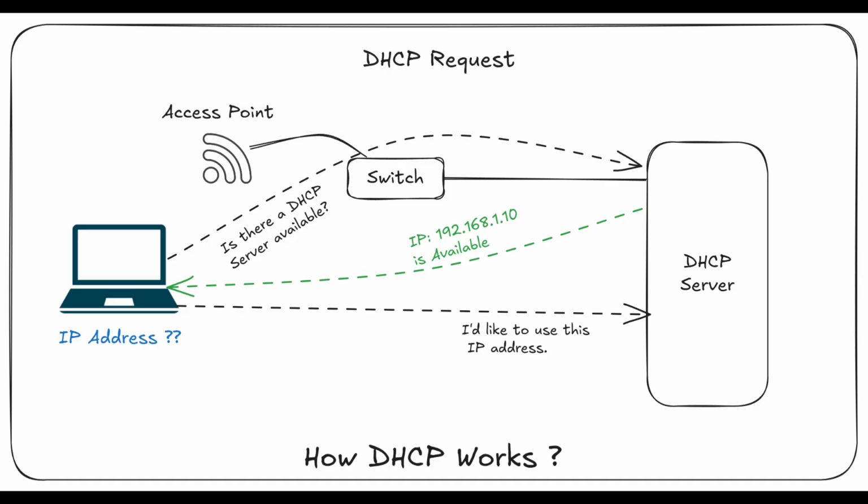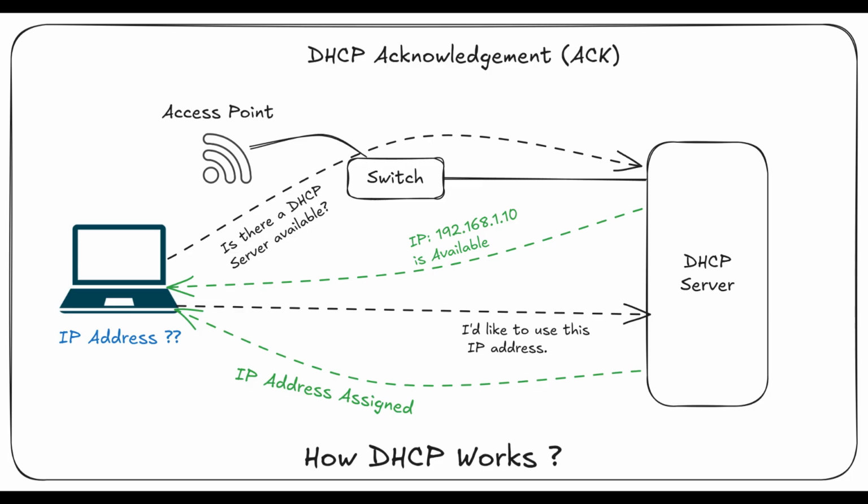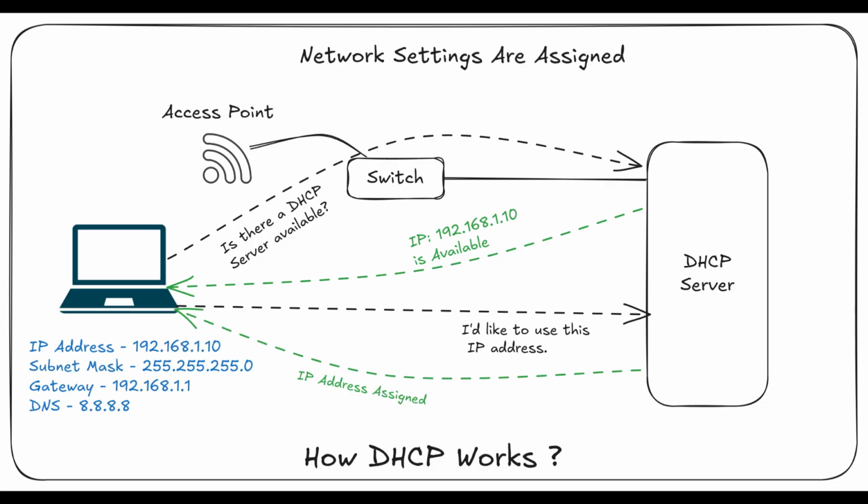The DHCP server then sends the final message called DHCP Acknowledgement, or DHCP ACK. This confirms that the IP address has been assigned to the laptop. The server may also provide additional information such as default gateway, DNS server, and subnet mask. These settings help the device communicate properly on the network.